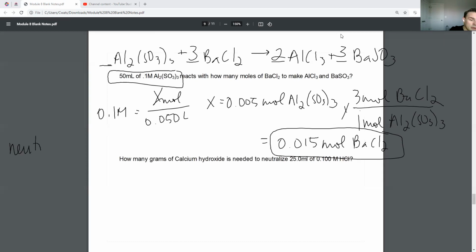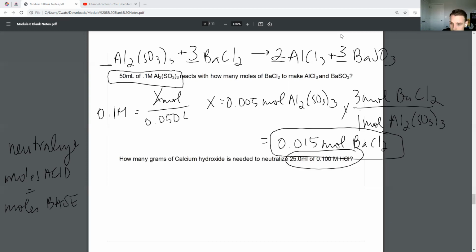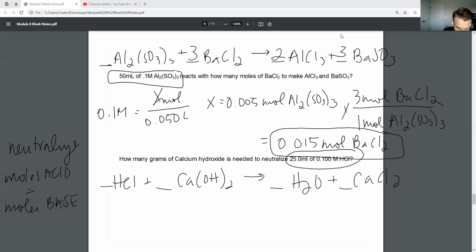Okay, a little background. When you neutralize, the moles of acid will be equal to the moles of base. They completely cancel each other out. They neutralize each other. So I want to figure out how many moles of acid do I have? Let's write out a balanced equation first. We take hydrochloric acid, calcium hydroxide. My products are always water and a salt, which in this case is calcium chloride. And to balance it, we need a 2 here and a 2 here.